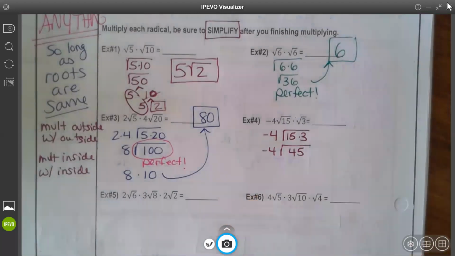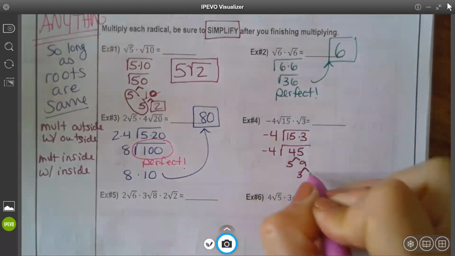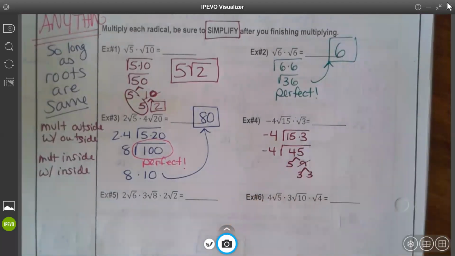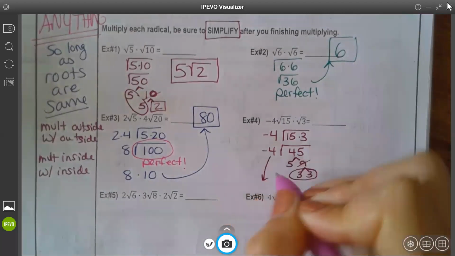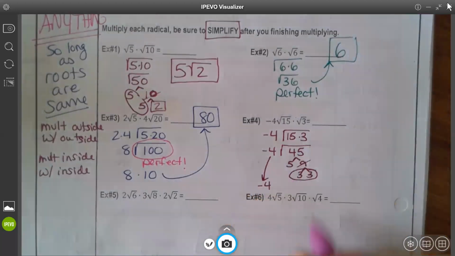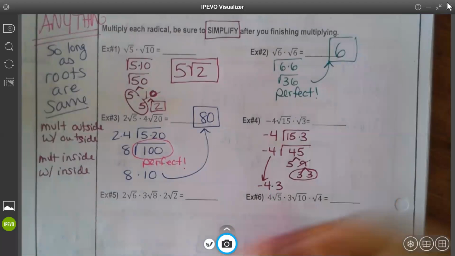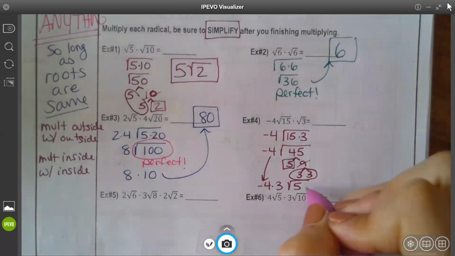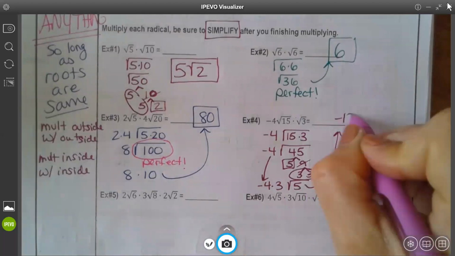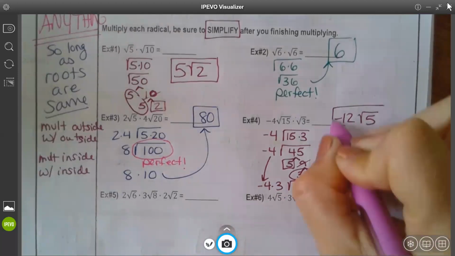Let's see, simplify it. That's 5 times 9 and then 3 times 3. So I've got a pair of 3s that's going to come out. Be careful here because this -4 is out in front. This 3 is going to come out and join it. And then I have this 5 left over. Final answer, -12 times the square root of 5.